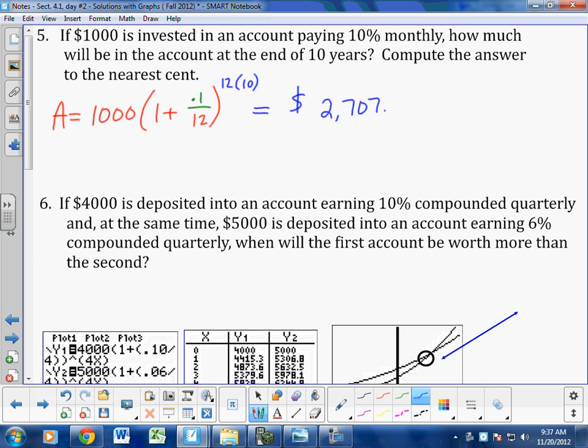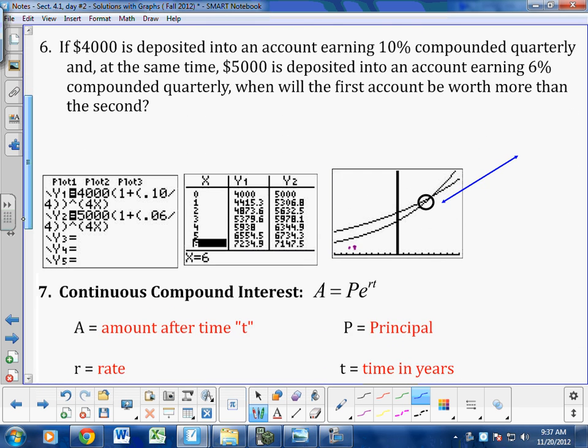Now, money always rounds up. How many cents is it? 5. Disregard the rounding rules. Money always goes up. So if you kept $1,000 in the bank for 10 years, and you were guaranteed 10% a month, and they compound it once a month, you would have made $1,707.05. Okay? Is that practical? Probably not, 10% a month for 10 years. Probably won't happen.